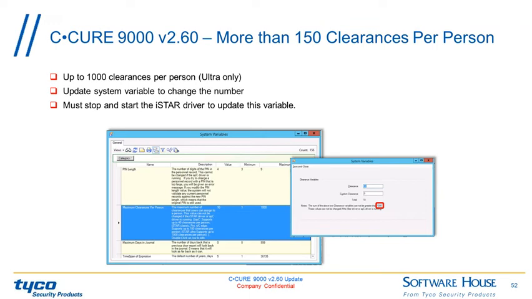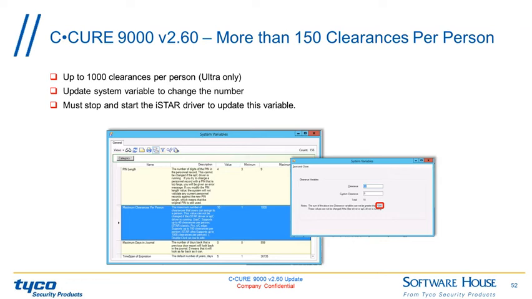Well, it's interesting. The same limits apply for the other controllers. If you look down here, it might be a little difficult to see, but it says the value cannot be changed if the iStar or APC driver is running. APC supports up to 40. The older iStar supports 150. And iStar Ultra supports up to 1,000. So what that means is that if you set it to 1,000, your old controllers still can't exceed 150 clearances. But your iStar Ultras will be able to support more clearances.